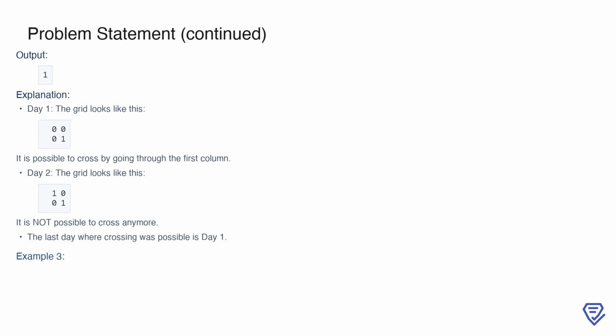In another example, let's consider row equals 2, col equals 2, and cells equals [1,1], [1,2], [2,1], [2,2]. On day 1, the grid shows that all cells except (1, 1) are unblocked, so there is still a path from the top row to the bottom row. You can cross by moving through the first column. However, on day 2, both (1, 1) and (2, 2) are blocked, leaving no viable path from the top to the bottom. This means the last day where crossing was possible is day 1. This example highlights another way in which the grid can become disconnected as cells are sequentially blocked.